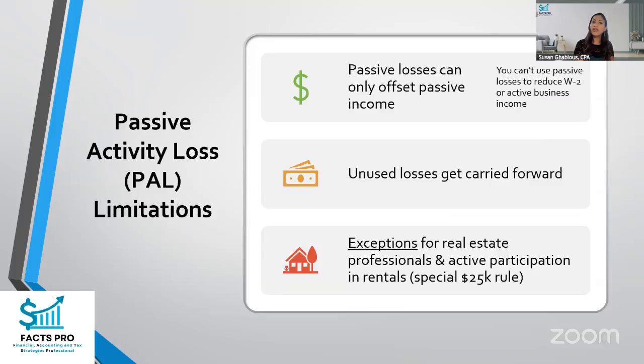So what if I have a loss that I'm not able to use because I don't have enough passive income? It gets carried forward to future years, with the exception for real estate professionals and active participation in rental, which is the special 25K rule that we will cover in later slides.